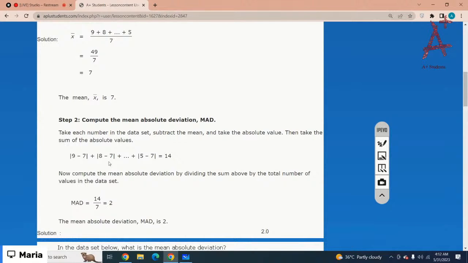So basically, first of all, you have to calculate the mean. Then you have to subtract the mean from each number in the data set. Take the sum of absolute values and divide it by the 7. Let's just do the examples, then that would be more clear. Let's just start with the first example.